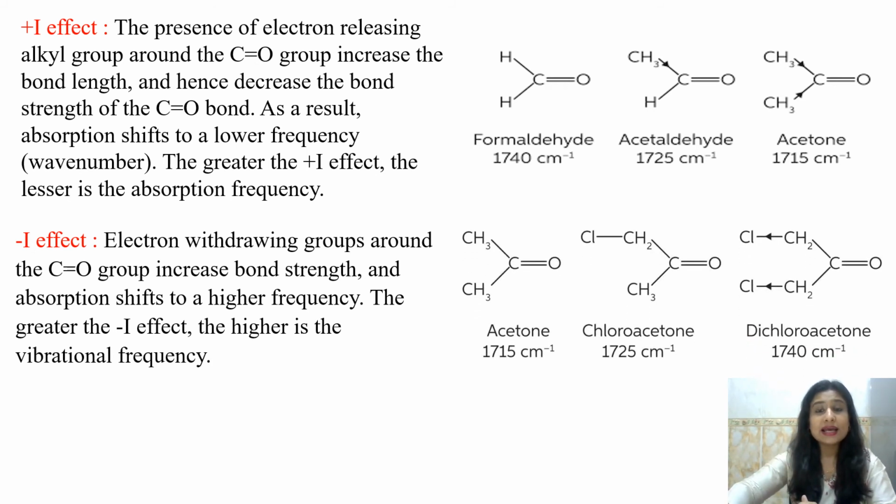We will see this in these cases. Acetone has two methyl groups. It has no electron withdrawing group, so it appears at a wave number of 1715. But when we add an electron withdrawing group, that is a halogen, one chlorine atom, then the wave number is increased, as we see in chloroacetone. So by the addition of electron withdrawing groups around the carbonyl atom, the wave number at which the absorption bands appear also increases. I hope it's clear with these examples.